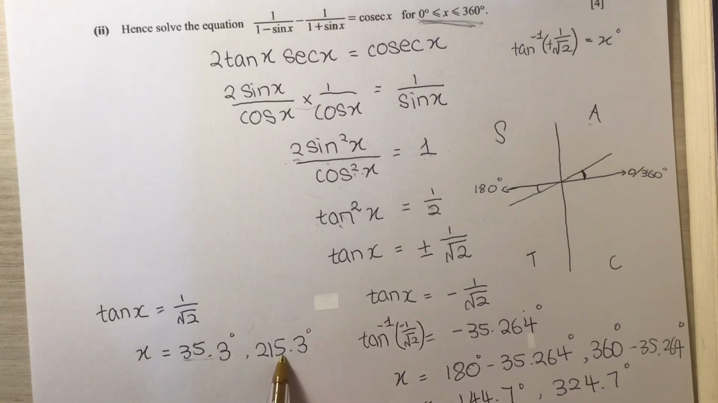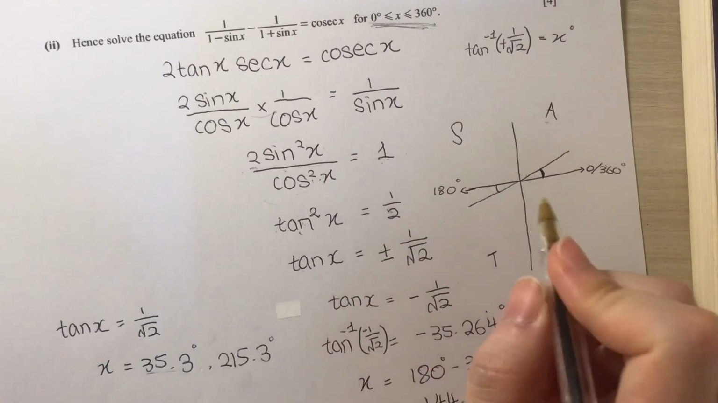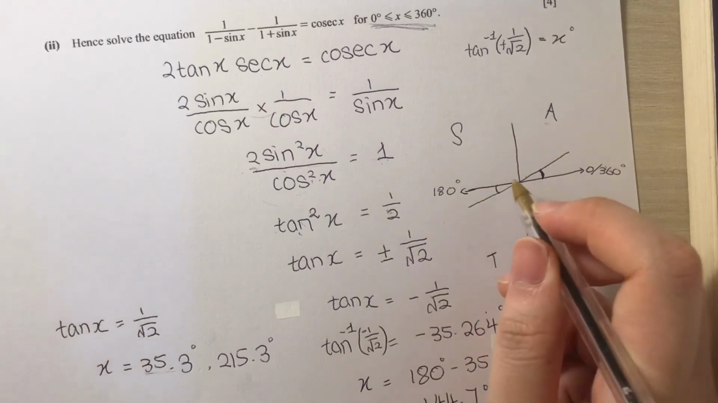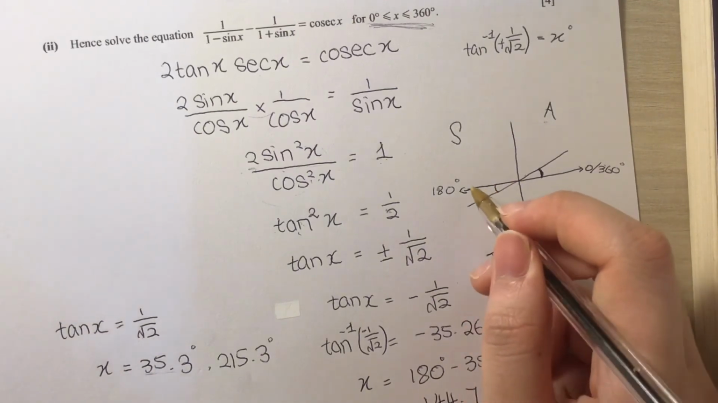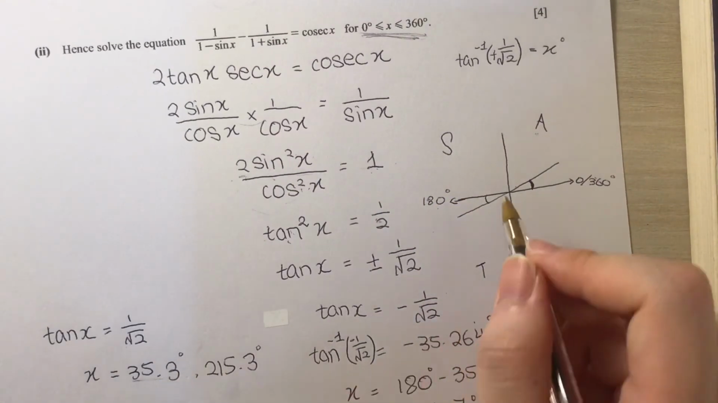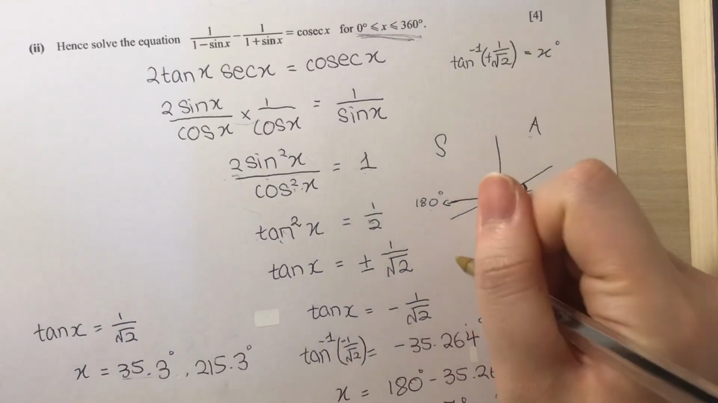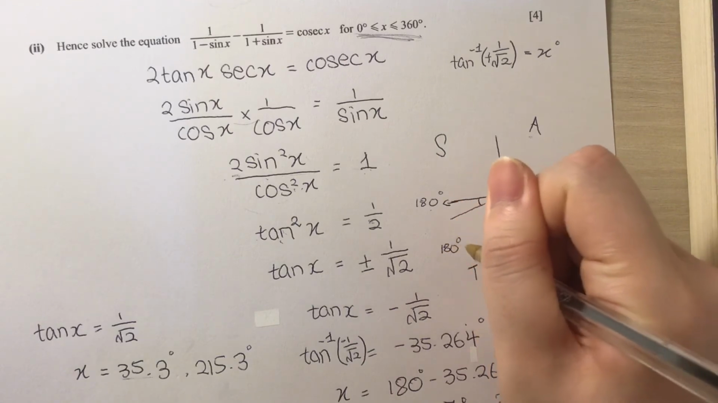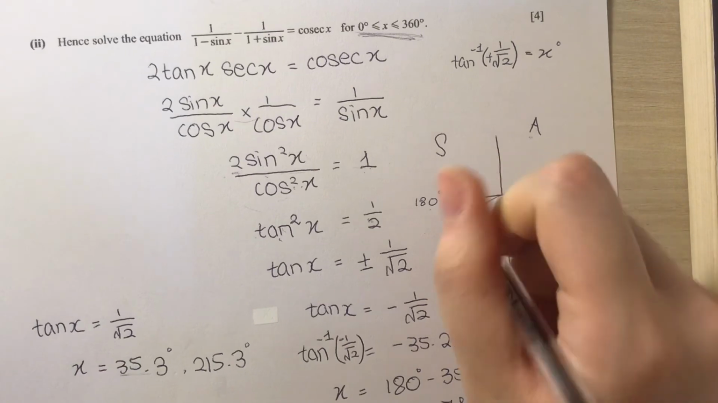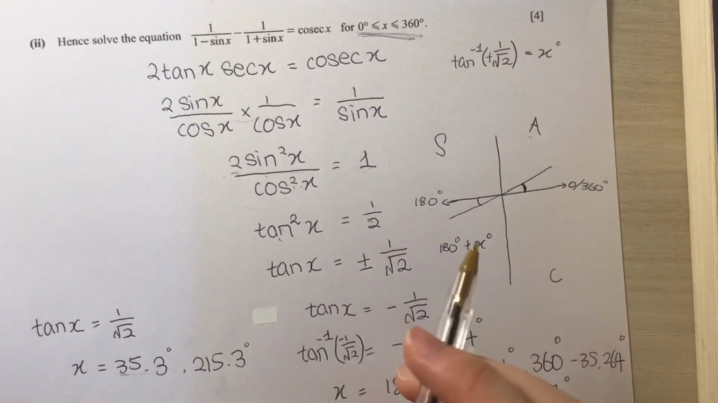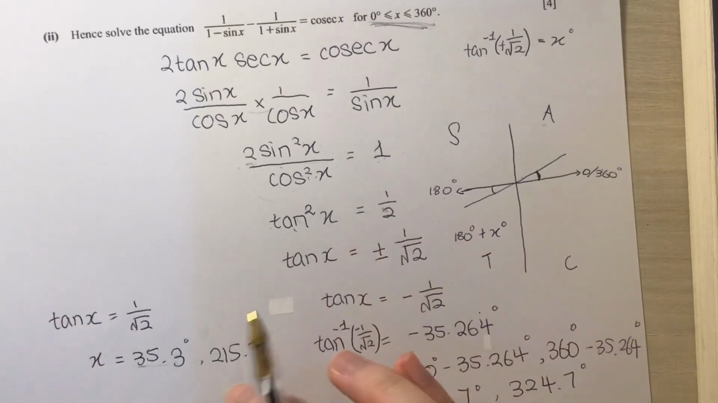And of course, another answer is that you have to take the value from the tangent region over here. All you have to do is add your 35.3 to 180. To calculate any angle that falls in here, all you have to do is add 180 degrees to the value calculated using your calculator. And this is how you get your first two answers.